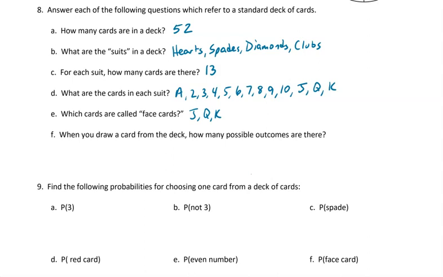So when you draw a card from the deck, how many possible outcomes are there? Well, that's just the total number of cards in the deck. So there's 52 different outcomes because they are all different cards.